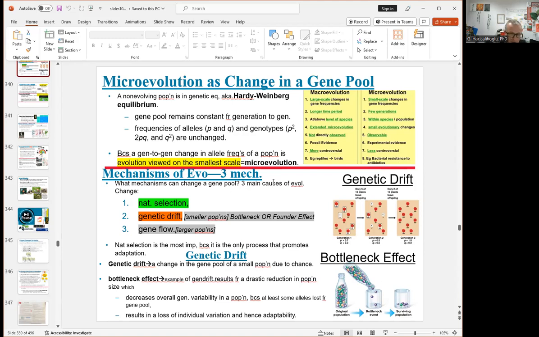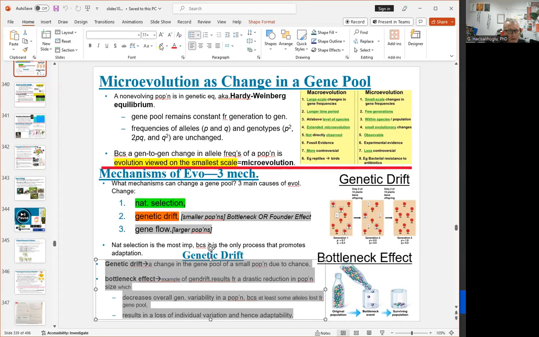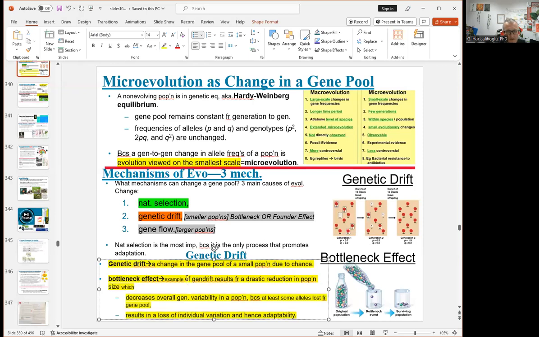We will talk about these and more mechanisms, like genetic drift and the bottleneck effect. Genetic drift is the big picture, and it can be the bottleneck effect or the founder effect, which are listed here. Let me highlight it here. Genetic drift is a change in the gene pool of a small population due to chance. The bottleneck effect is an example of genetic drift resulting from a drastic reduction in population size. You can see it in these two pictures. Altogether this is called gene flow, also called migration, which is genetic exchange with another population by interbreeding, reducing differences between populations.